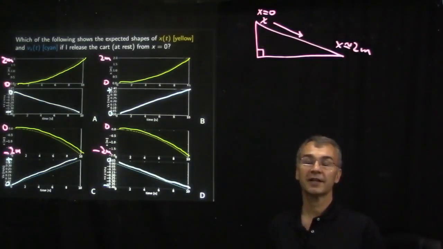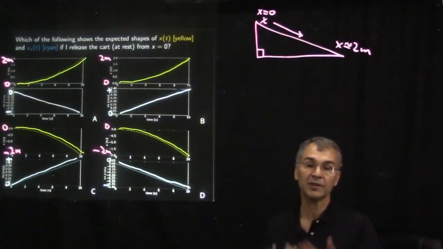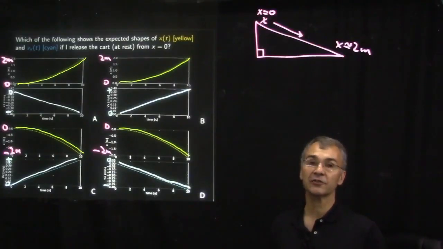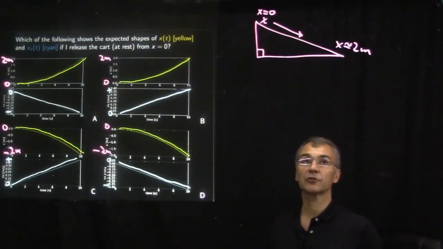If you look at that picture of the cart released from the top, it's released from x equals 0, and it's released at rest. So initially the speed is 0, and then it accelerates downhill. What do you expect x as a function of time to look like, and what do you expect v sub x as a function of time to look like? I expect x to start at 0 and then to wind up near x equals 2 meters. Let's see if that's true in all these cases.